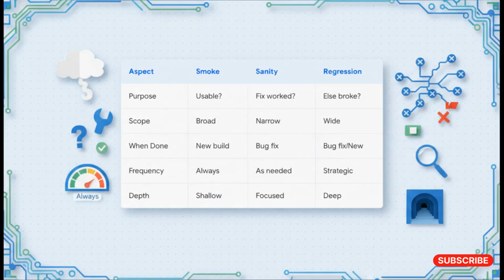Now, what's really interesting here is how these three stack up across the board. If we look at the purpose, smoke asks, is it usable at all? Sanity asks, did this specific fix work? And regression asks, did anything else break? Moving to frequency, smoke testing is almost always used. Sanity is only used when needed after a fix, and regression is used strategically after fixes or new features. And finally, for depth, smoke is shallow and surface level. Sanity is focused on a specific area, and regression goes super deep for a full check. Having this structured view in your mind is incredibly powerful.